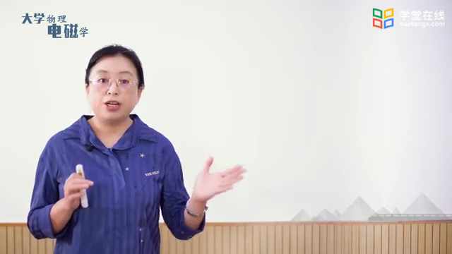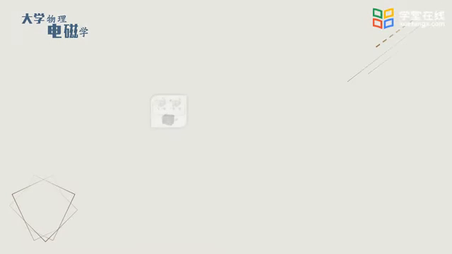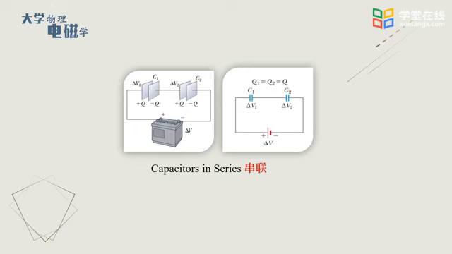Please look at this figure. Two capacitors connected in this way are called a series combination. The left plate of capacitor 1 and the right plate of capacitor 2 are connected to the terminals of a battery respectively. The other two plates are connected to each other. Suppose these two capacitors are uncharged initially. After connecting to a battery, the potential difference delta V is then applied across both capacitors.